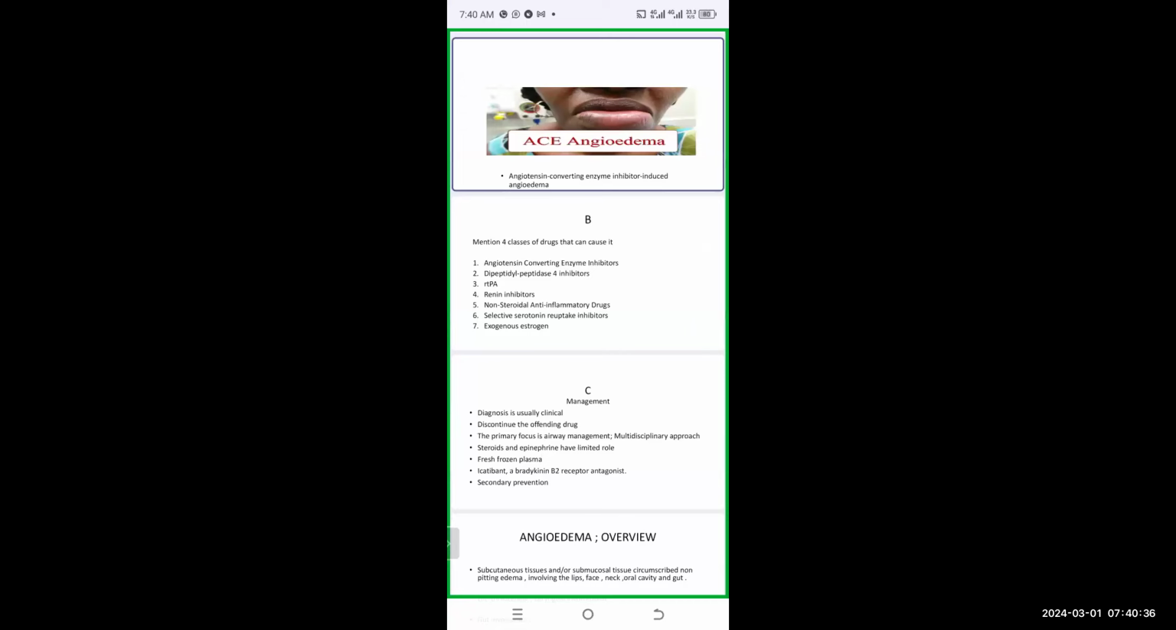That's for the diagnosis. Then the B part. It says mention 4 classes of drugs that can cause it. So I said 1, the ACE inhibitors are notorious for this. Like I said, most times 8% of cases of angioedema from drugs is from ACE inhibitors. Other causes include your DPP4 inhibitors, the recombinant tissue plasminogen activators, your direct renin inhibitors, NSAIDs, SSRIs, and then exogenous estrogen.